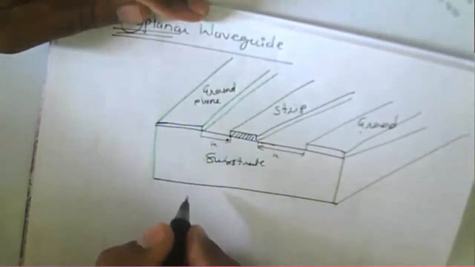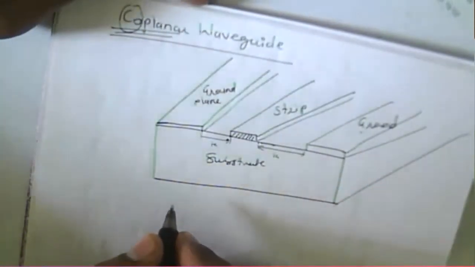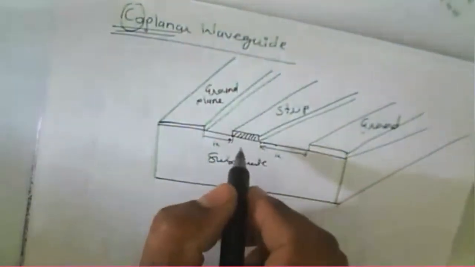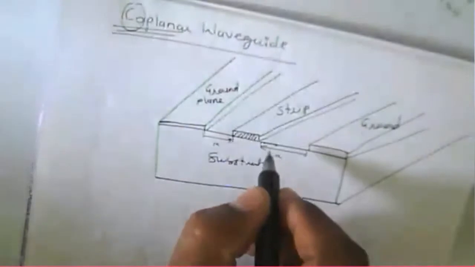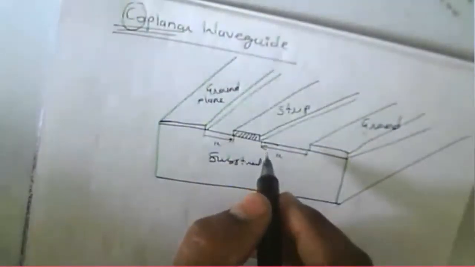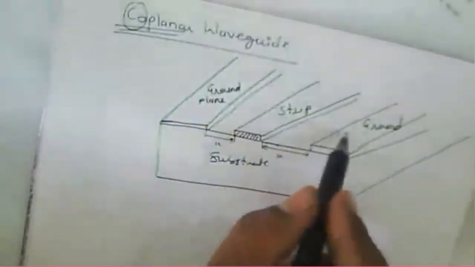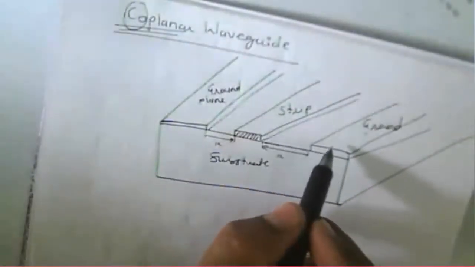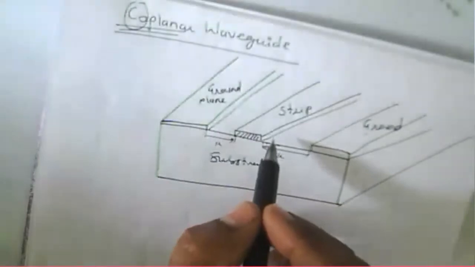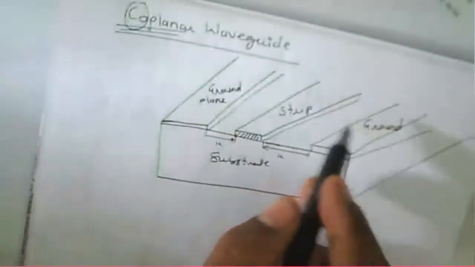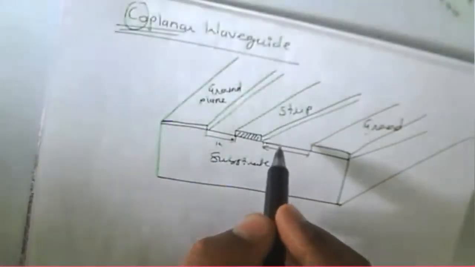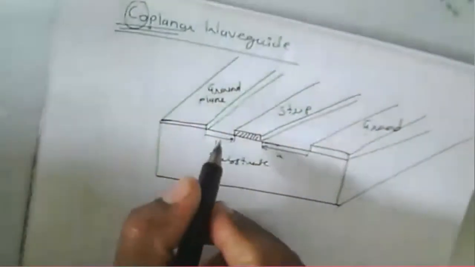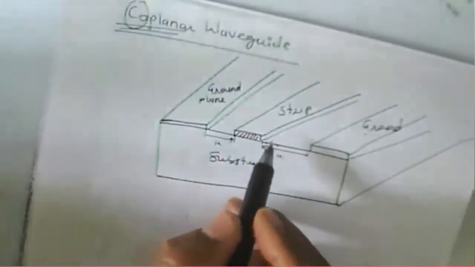So connections are very easy through this coplanar waveguide, or we can couple any other nearby component. We can also couple two lines using this coplanar waveguide, because it has a ground and a metallic strip nearby, so it can be easily connected. And it can easily carry the signal, so interference and such things will be minimized here.